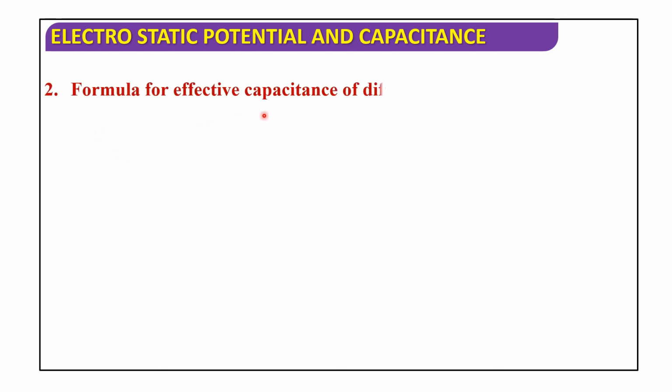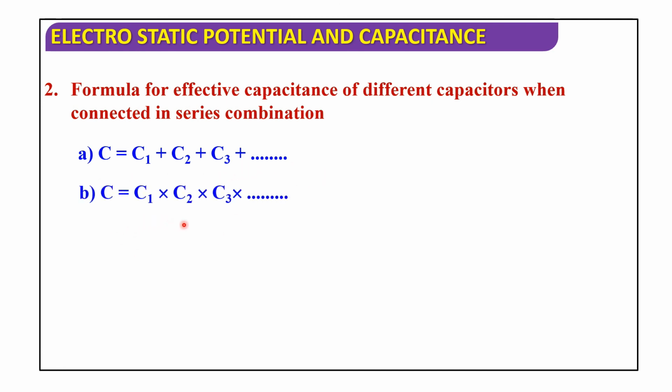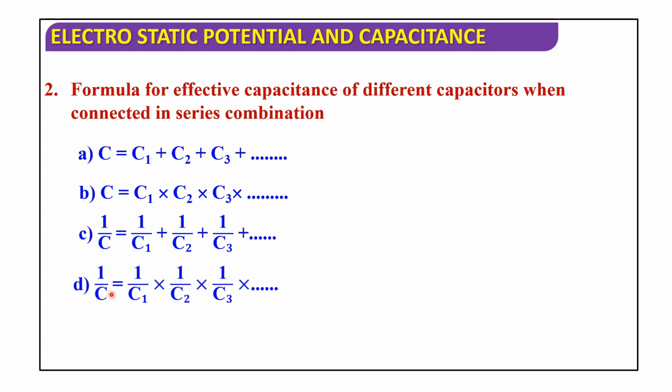Formula for effective capacitance of different capacitors when they are connected in series combination. First option is C is equal to C1 plus C2 plus C3 and so on. Second option is C is equal to C1 into C2 into C3 and so on. Third option is 1 by C is equal to 1 by C1 plus 1 by C2 plus 1 by C3 and so on. And the fourth option is 1 by C is equal to 1 by C1 into 1 by C2 into 1 by C3 and so on.